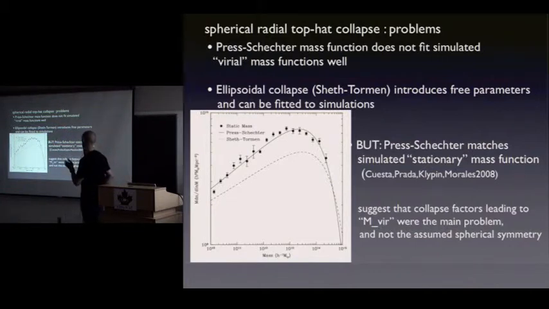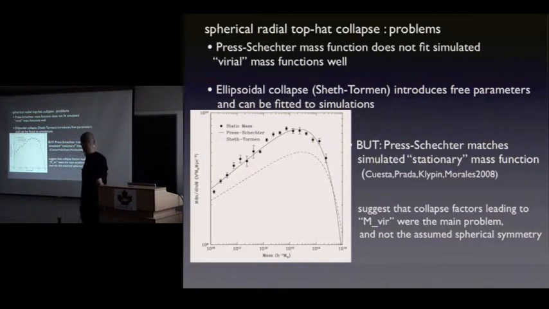And that might be one of the reasons why the Press-Schechter mass function does not work very well when predicting the abundance of halos. People look in simulations within the virial radius and just compare the mass within the virial radius to the predictions, and that doesn't work out very well. So people modified it and introduced, instead of a spherical collapse, an ellipsoidal collapse, which has three parameters. It's not a closed system anymore, and then you can fit these parameters to the simulations.